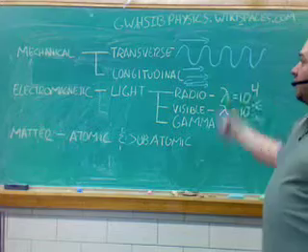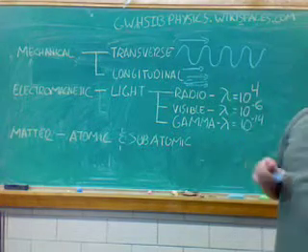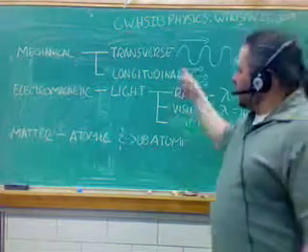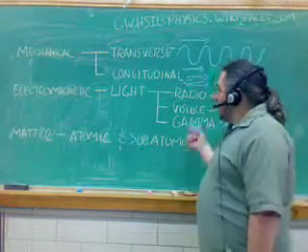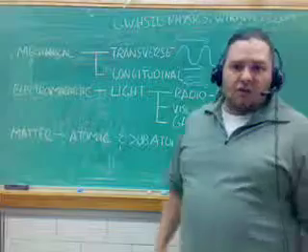Okay? So that's a rundown of waves. It's mechanical, electromagnetic, and matter. And then each one of them has their own subcategories. Okay? And now I'm going to go into a little more detail about each one of those waves.